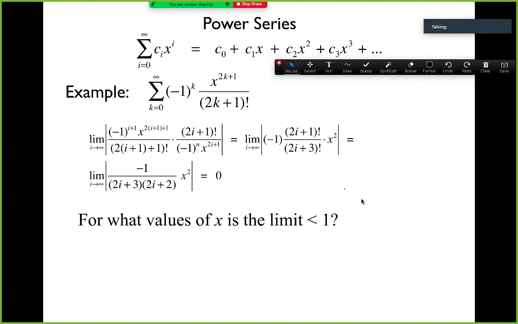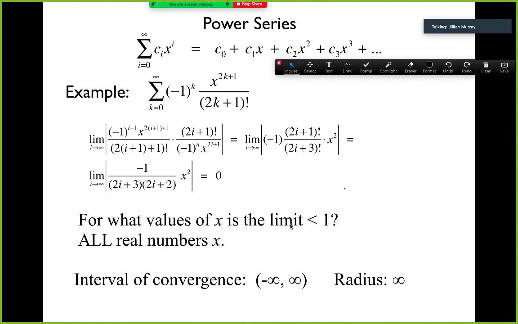Negative infinity to infinity. Yeah, x can be anything. This is saying that x can be anything, and this series will still converge. So all real numbers x. Could we write that as... oh, never mind, you just did it. All real numbers. Yeah, or you can write it like this.